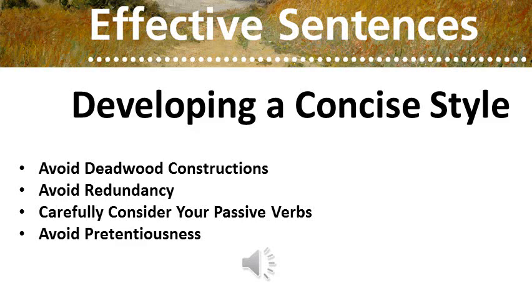All right, so move on to the next section, which is developing a concise style. A little bit different than what we've been looking at. So we're going to focus on avoiding deadwood constructions. I'll explain that to you in a moment. Avoiding redundancy. Carefully considering your passive verbs. I want to talk a little bit about that. And of course, always avoiding pretentiousness. And again, I'll talk a lot about that as well.